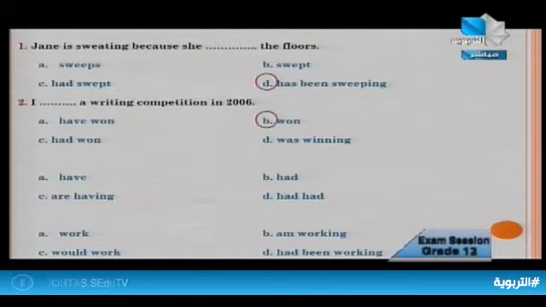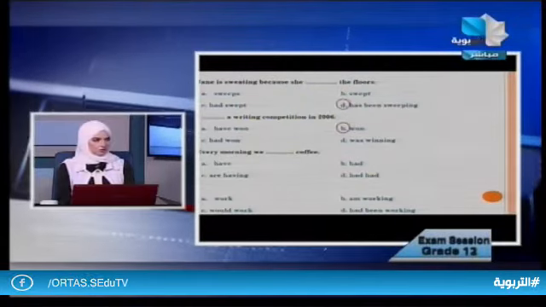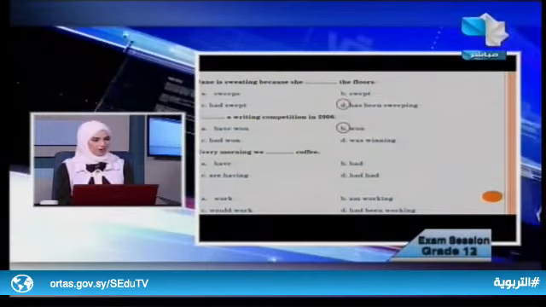Number 3, every morning we have, are having, or had coffee. Here we are talking about a habitual action in the present. It's better to use the present simple. Every morning we have. Good.